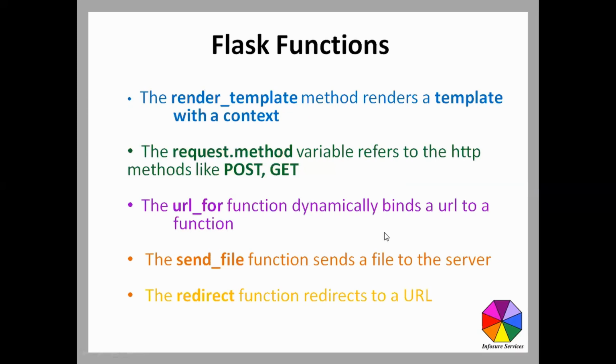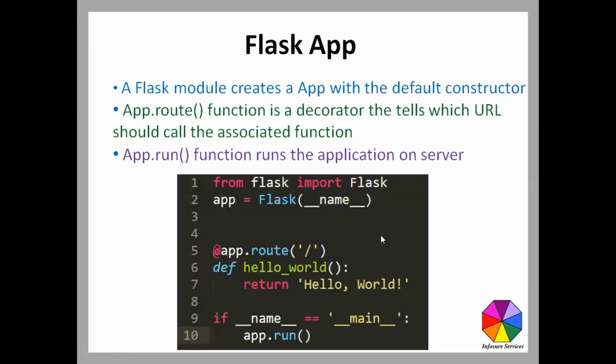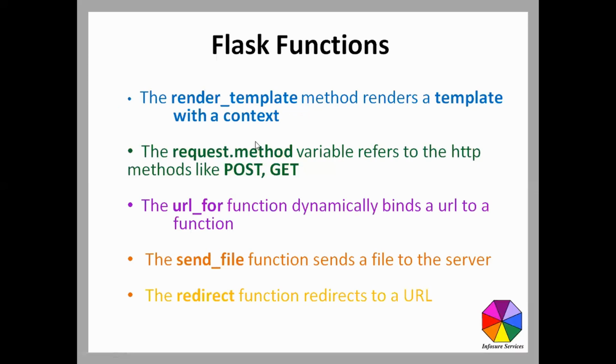Okay. Flask has other functions apart from this app.route, app.run. So we have other functions like render_template. The render_template method is a function which renders the template with a context. So here you might have multiple pages like blog.html, about.html. So it will just render with this function. So we'll see the details.